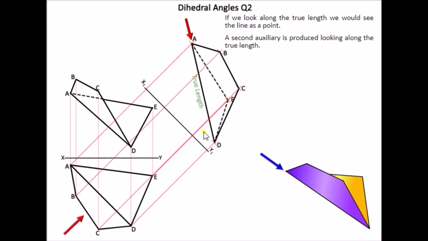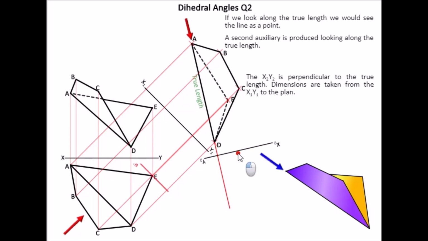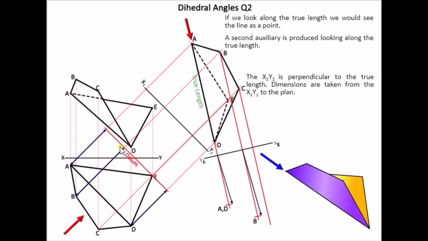So we're going to look along our true length, so set up an x2 y2 line at 90 degrees. Again using a datum line to reduce distances. We're taking our points from our datum line back the way, and then marking off each of our points, thus giving us our dihedral angle in our second auxiliary.